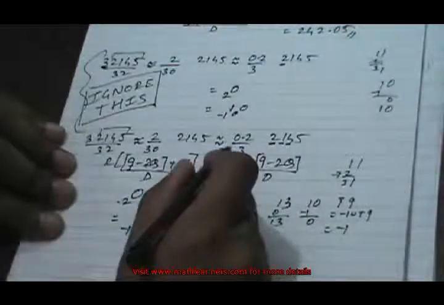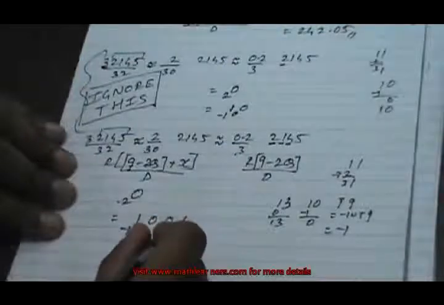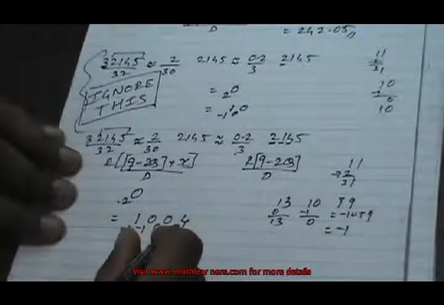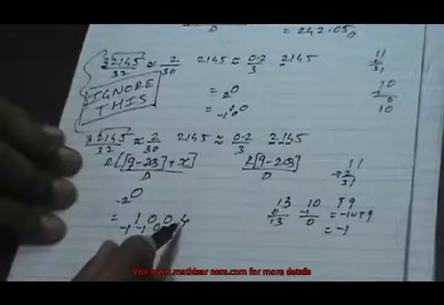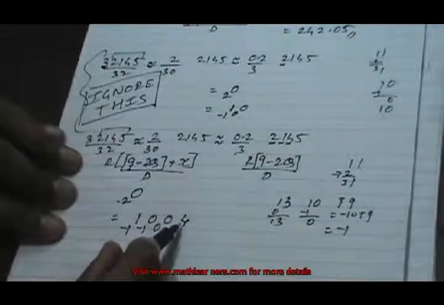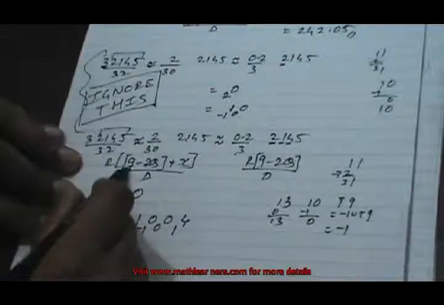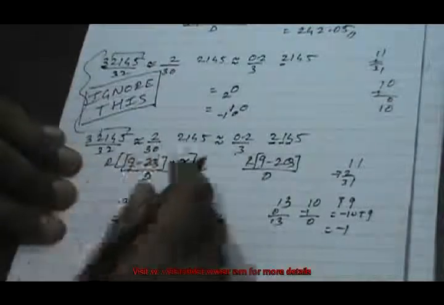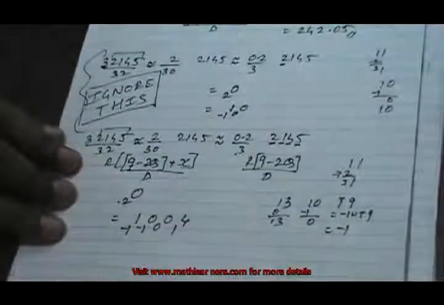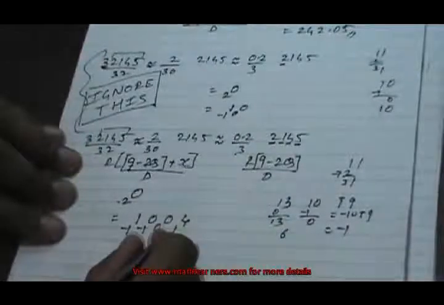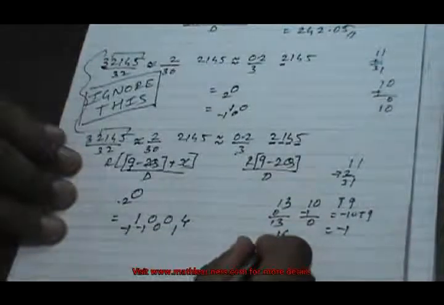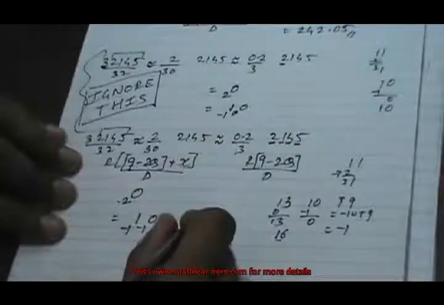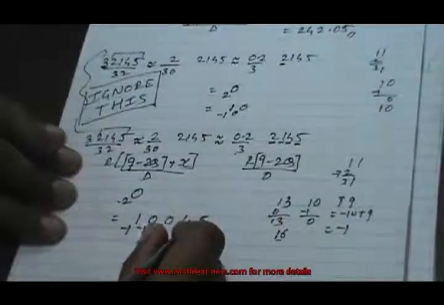13 is divided by 3, so quotient will become 4 and remainder 1. Now doubling 4 gives us 8. 8 will be subtracted from 9, so it remains 1. 1 will be added with 5, so it becomes 6, and 1 will be appended to 6, so it becomes 16. 16 divided by 3 gives us quotient 5 and remainder 1.